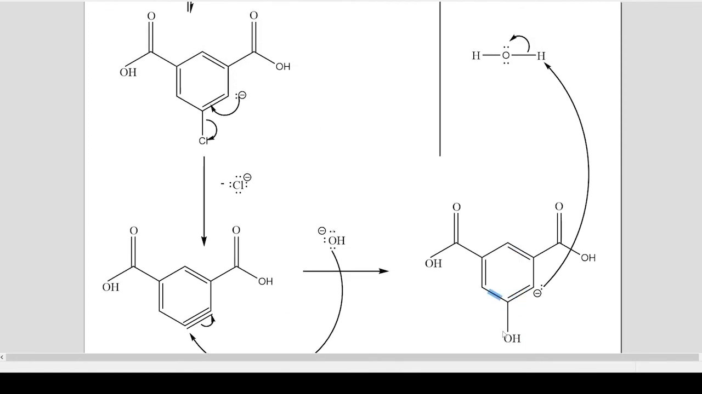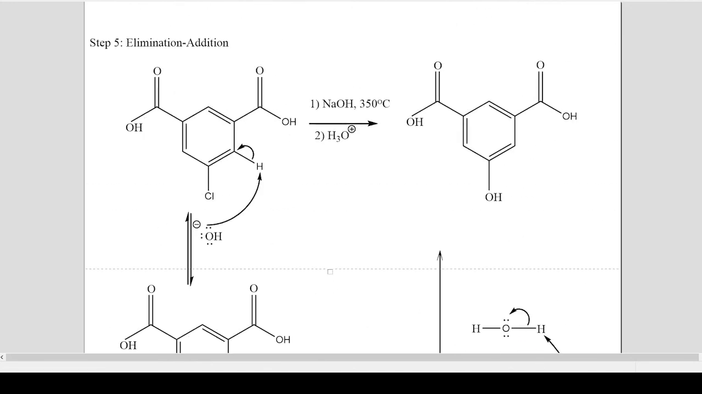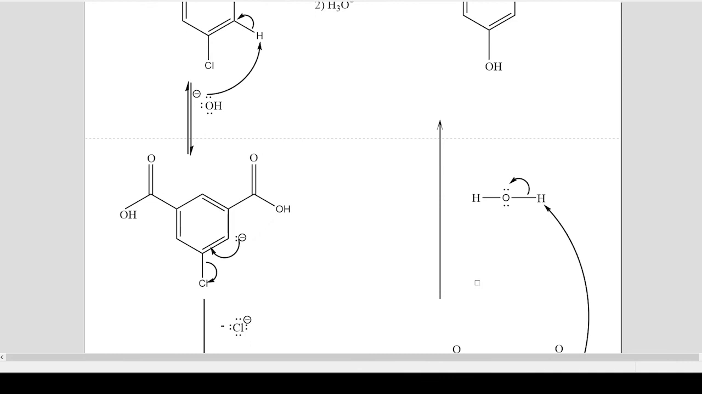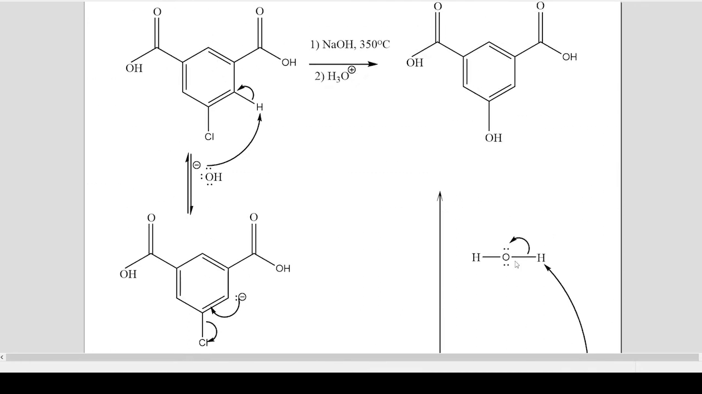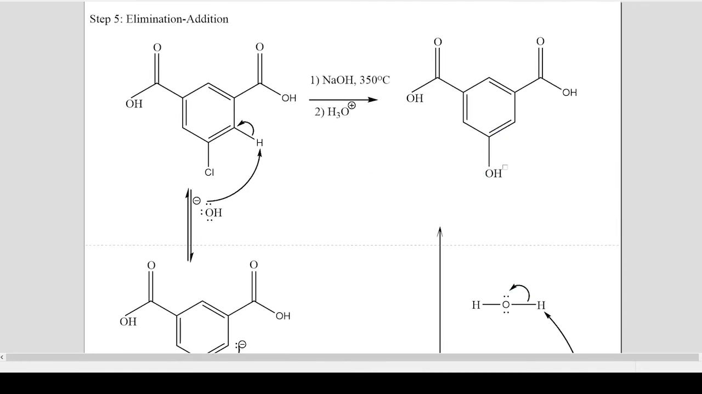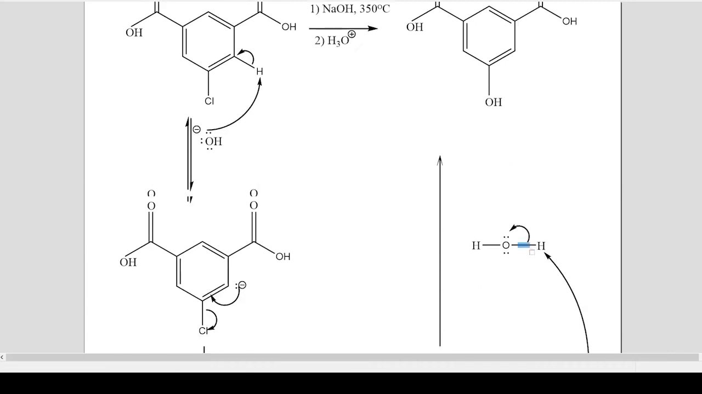In the final step of this elimination addition mechanism, the resulting anion removes a proton from water to yield the final product of this entire process, 5-hydroxy isophthalic acid. So this final step is a proton transfer.